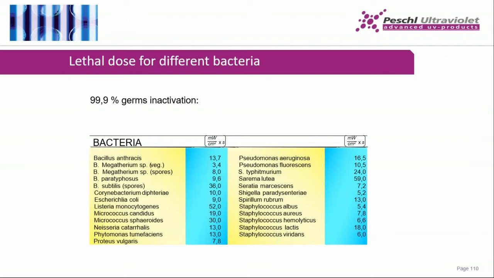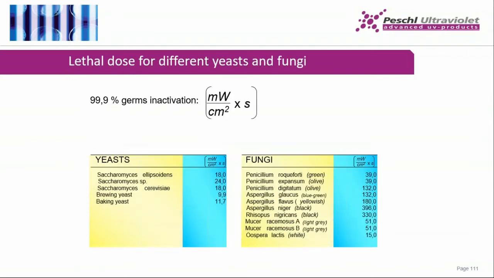This is the other one. We need approximately 52 milliwatt per centimeter square in 1 second to disinfect Listeria by 99.9%. Then there are yeasts and fungi. There you can see a big difference between the lethal dosages you need. For Listeria, you remember, we need approximately 52 milliwatt per centimeter square to kill it. But for Aspergillus niger or Aspergillus flavus, you can see that you need many milliwatt per centimeter square more in a second.